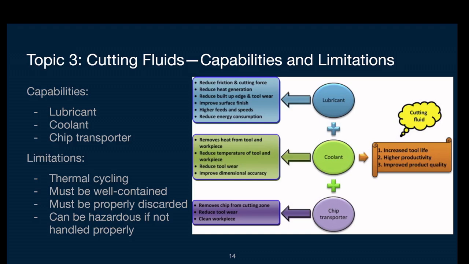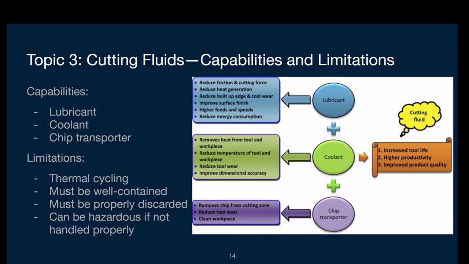Second, cutting fluids act as a coolant. The constant application of fluid removes heat from the tool and workpiece, which helps reduce the amount of tool wear and can prevent warping, which improves dimensional accuracy. And third, cutting fluids act as a chip transporter by clearing away chips produced in the process, and this helps prevent clogging or damage caused by the chips.